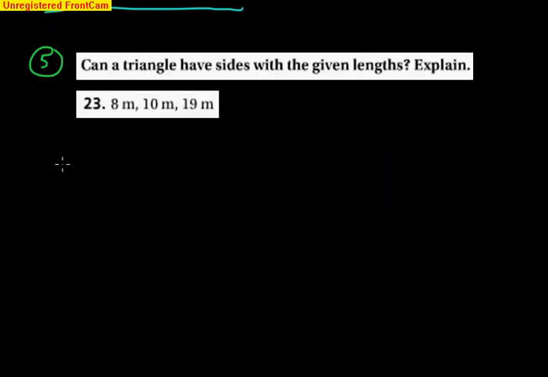Okay, so here we go. Here's another triangle problem. This is a triangle inequality theorem problem. It says, can the triangle have the sides with given lengths, and explain? So let's recall the triangle inequality theorem, which states that the two sides of a triangle always have to be bigger than the third side.